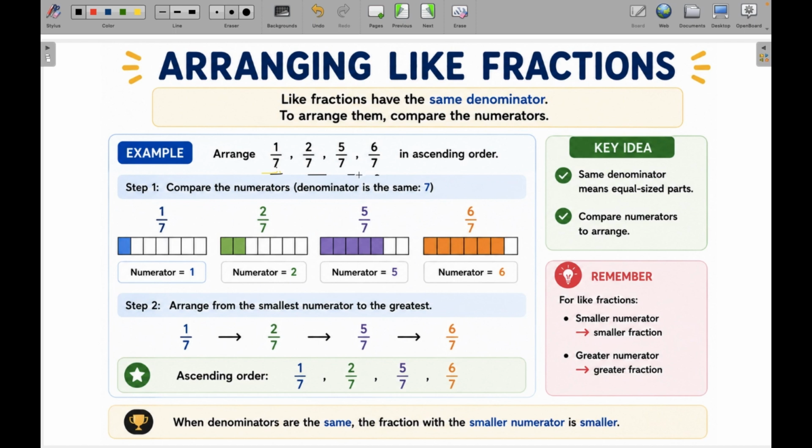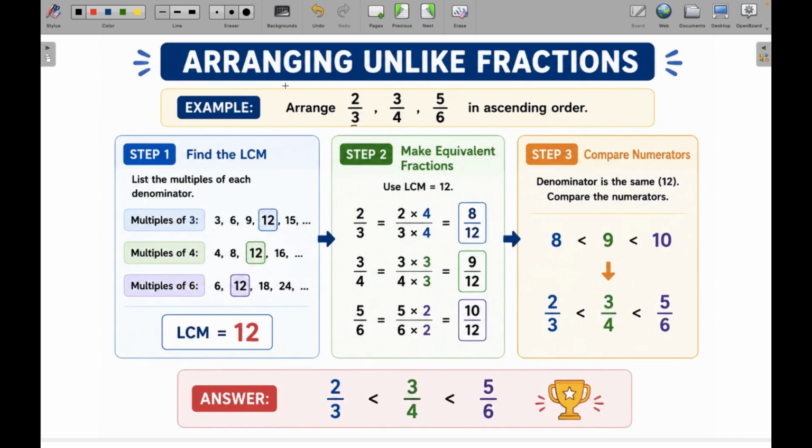Since all of them are like, it is very easy to say which is larger and which is smaller. So 6 by 7 is the largest, then 5 by 7, then 2 by 7, and then 1 by 7. So it is already arranged in ascending order. So with like fractions, it is very easy. Now let us see how we arrange unlike fractions.